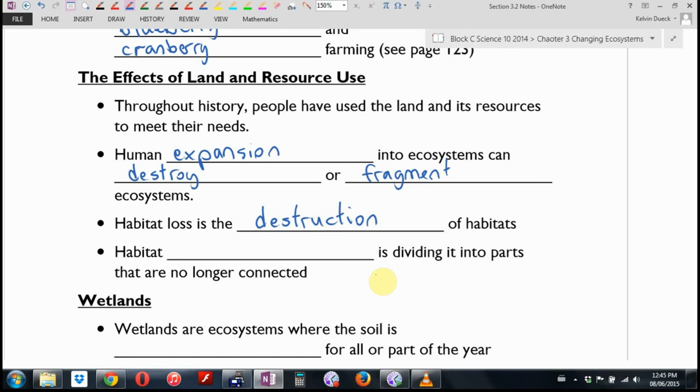Then there's something called habitat fragmentation, and that's dividing it into parts that are no longer connected. Where does that occur? Hey, if you ever drive Highway 1 to the interior, you'll see fences on either side, but deer still want to cross the freeway and occasionally get hit by cars. We fragmented, we cut their habitat in half with a road. Again, well-meaning. I understand why we had to build it, but okay.